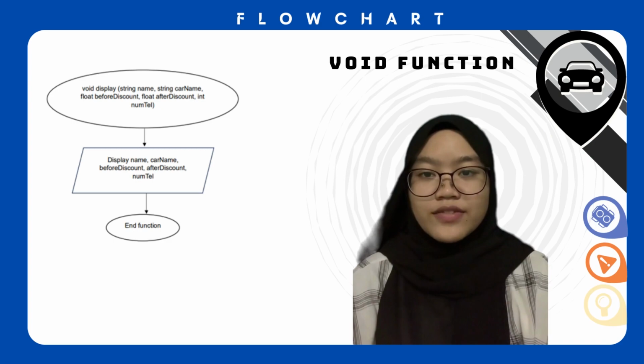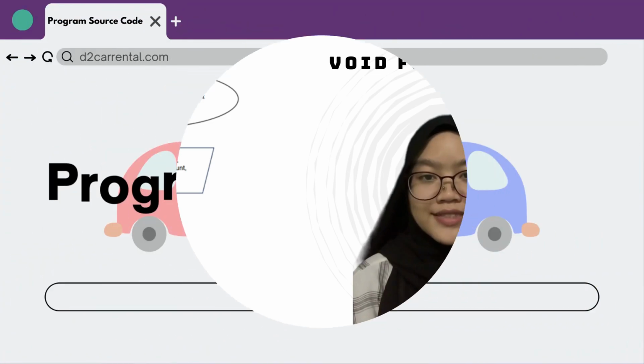And lastly is the void function. The process is started by the function definition of void display. Then it will display the name, car name, before discount, after discount, and telephone number. Then end of the function.